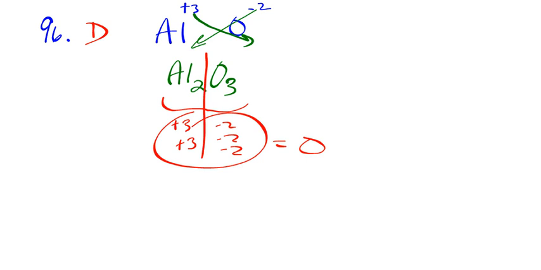Number 97 states, what is the ionic compound formed when lithium and bromine combine? Lithium +1, bromine -1. Cross them, you get LiBr, which is lithium bromide. The answer is B.